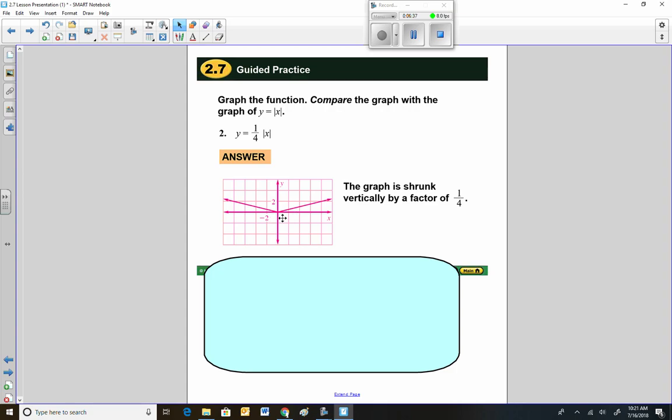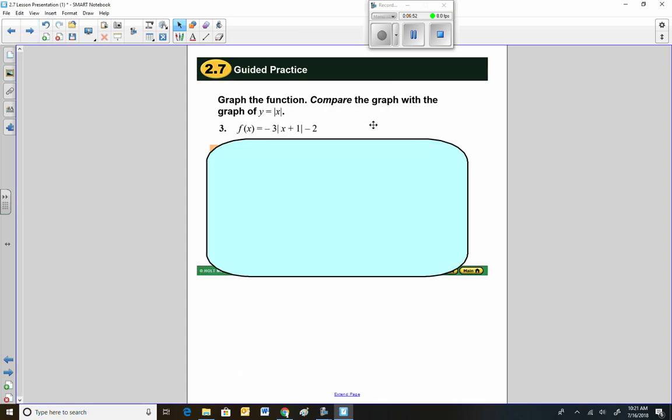The vertex is still at 0, 0, because look, there's nothing in with the x, nothing over to the right. The vertex is still 0, 0. But all the y values got multiplied by 1/4, so it became closer to the x-axis. That's a vertical shrink. Here's another graph for you to try. Pause your video, give this one a try.